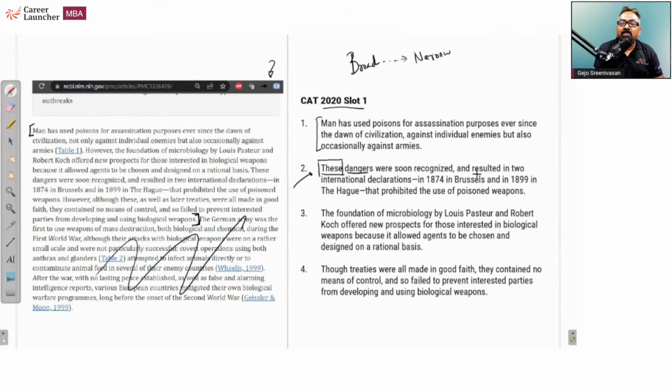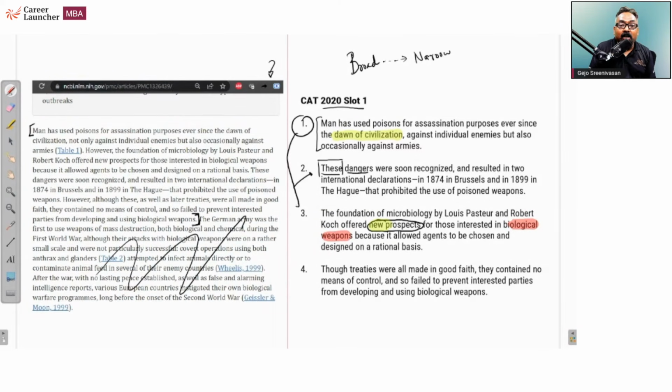These dangers were soon recognized and resulted in two international declarations in 1874 in Brussels and 1899 in Hague, sorry, that prohibited the use of poisonous weapon. 3. The Foundation of Microbiology by Louis Pasteur and Robert Koch offered new prospects. When you say offered new prospect, that is interesting. Look at the development of ideas here. New prospects. Something that is dawn of civilization. Now this is new. Man has used poisons forever. But there are new prospects. Something new happened. Those interested in biological weapons. Now we know for sure that is a danger.